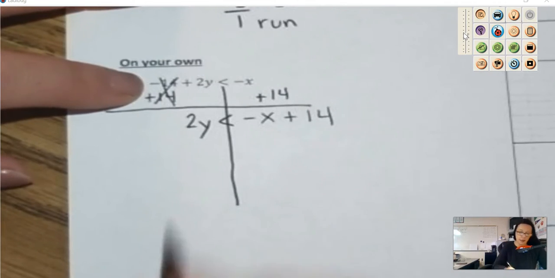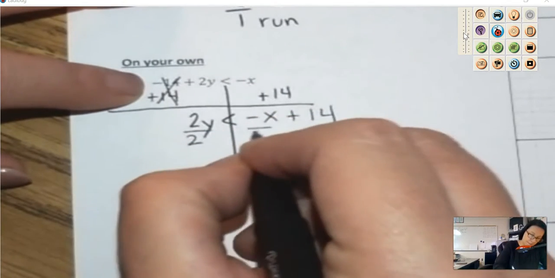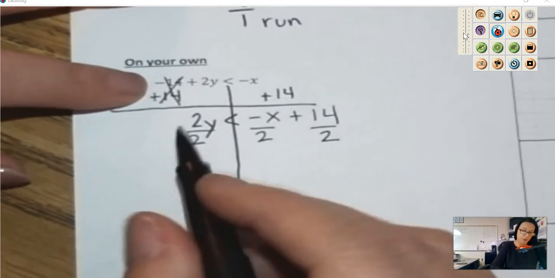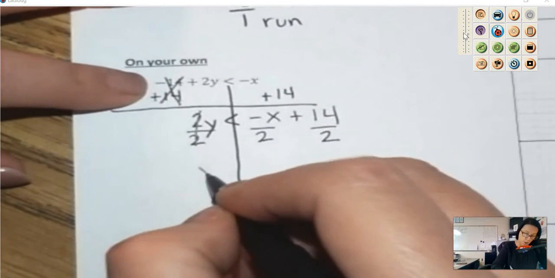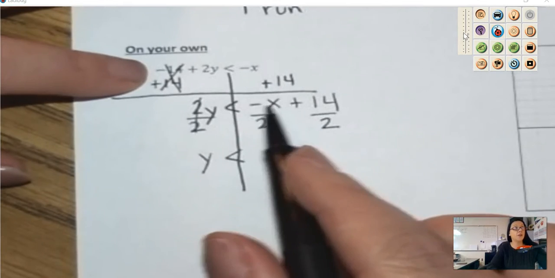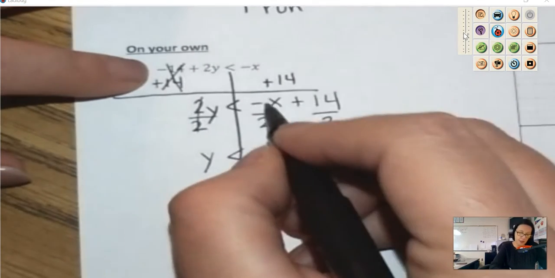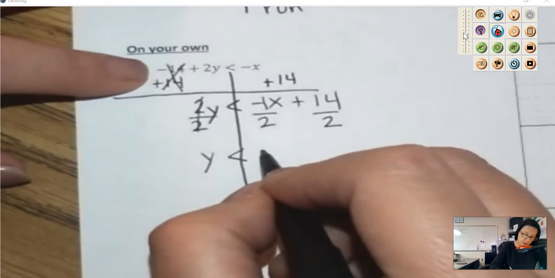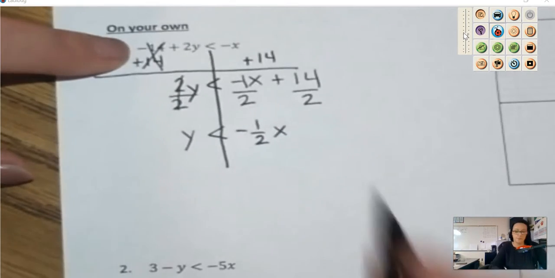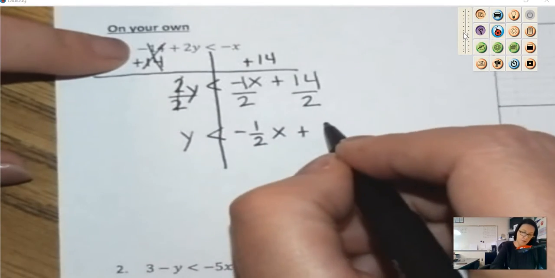Okay, to get y by itself, we're going to divide both sides by 2. 2 divided by 2 is just 1. I have 1y. In front of this x, even though there's no number there, we know there's really a negative 1. So this really says negative 1/2 x. And then 14 divided by 2 is 7.